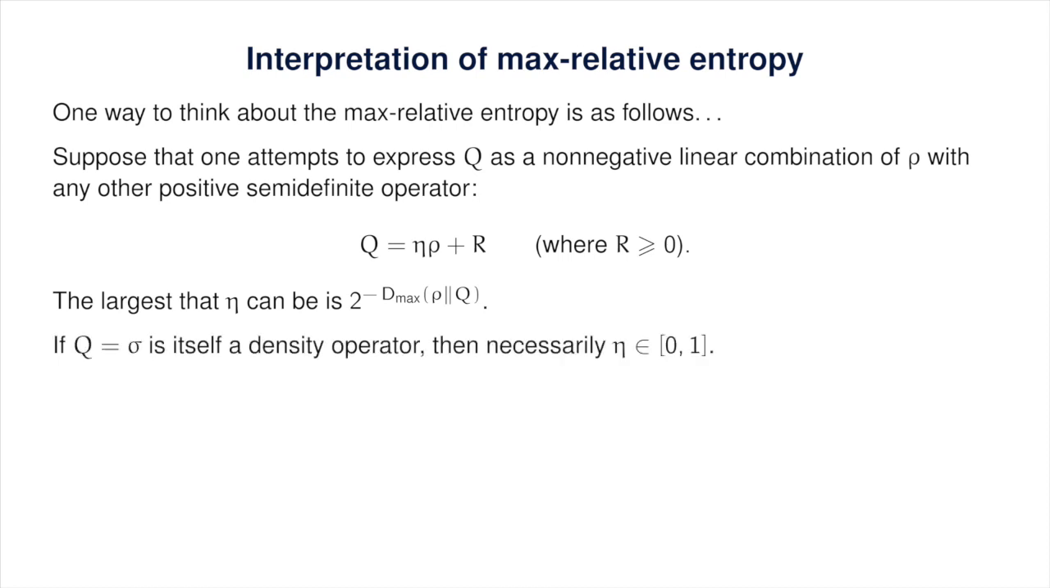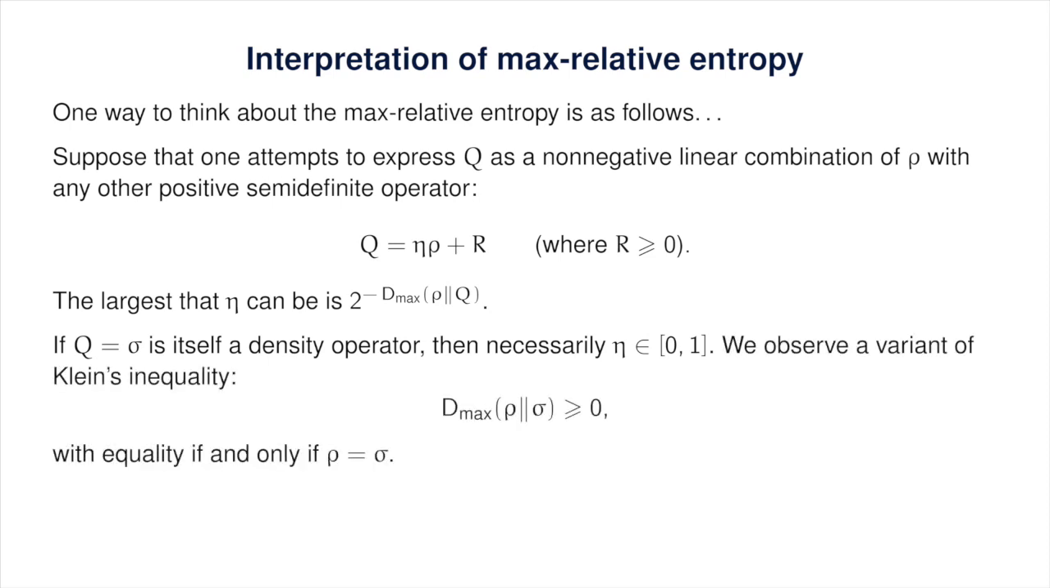Notice that if Q is also a density operator, which we might denote by σ rather than Q to help us remember that it is a density operator, then η can be at most 1. In this case, we can think about the quantity 2 to the negative max relative entropy of ρ with respect to σ as being the maximum probability that we could associate with ρ in any convex combination of density operators including ρ that yields σ. Of course, that probability can be set to be equal to 1 if and only if ρ and σ are equal, and otherwise this probability is less than 1. And so we obtain an analog of Klein's inequality for the max relative entropy.